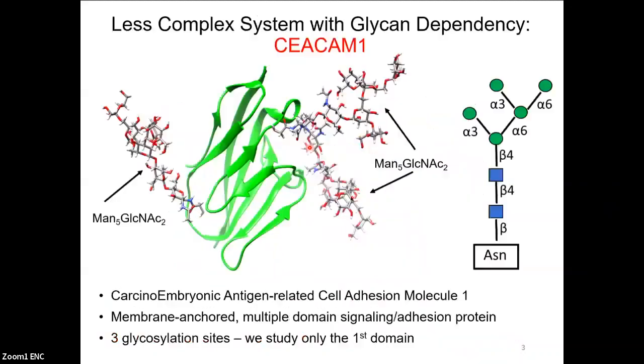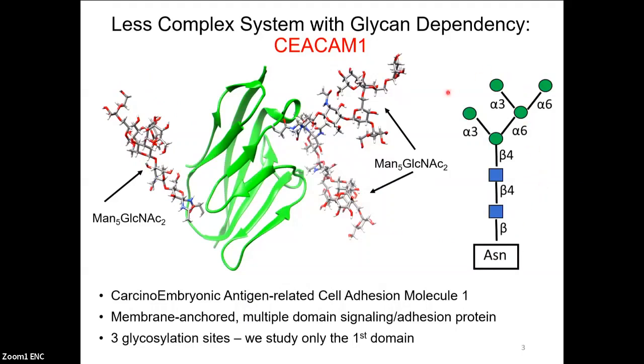So the molecule I'm actually going to talk about is this one, CCAM. And you see a ribbon diagram. That's just the N-terminal Ig-like domain of this cell membrane attached molecule. It has several such domains extending out. It's a highly glycosylated system. Even this single N-terminal domain has 3 N-glycosylation sites. And these are depicted here in stick diagram form.